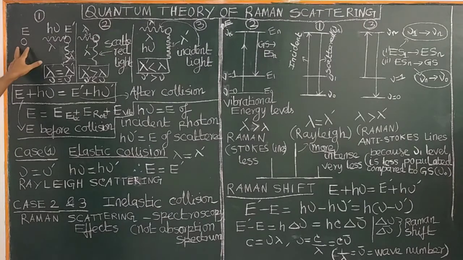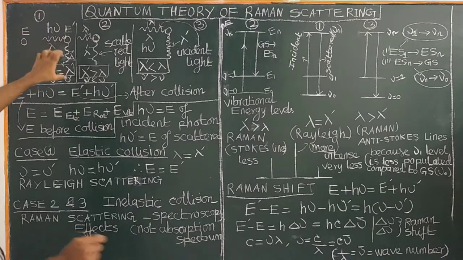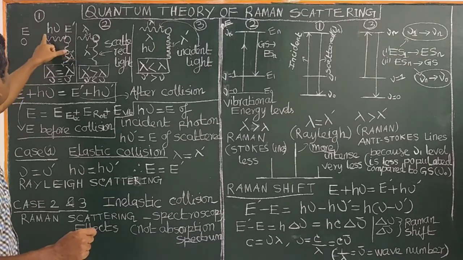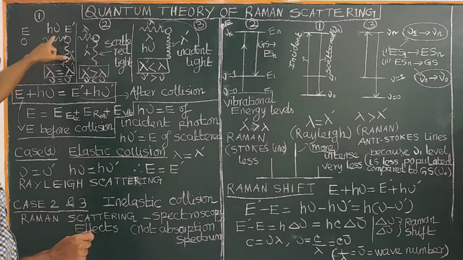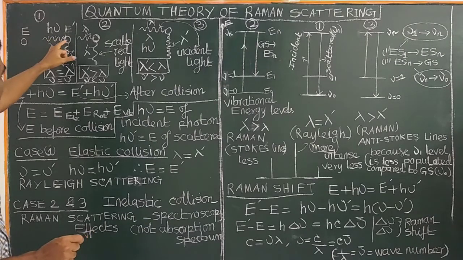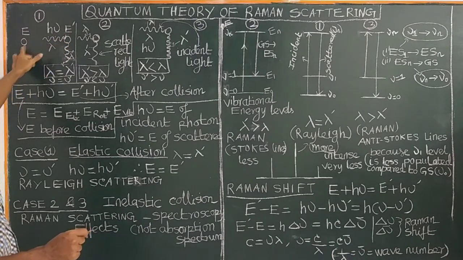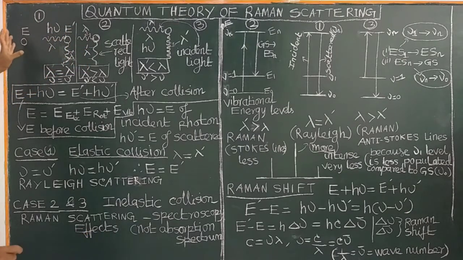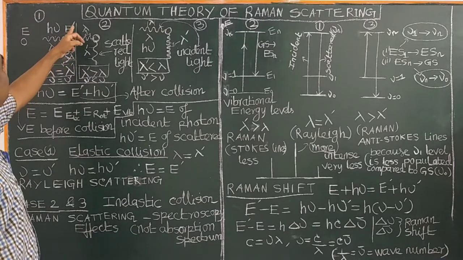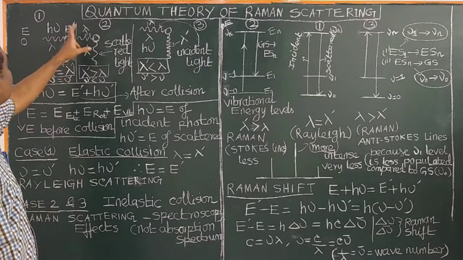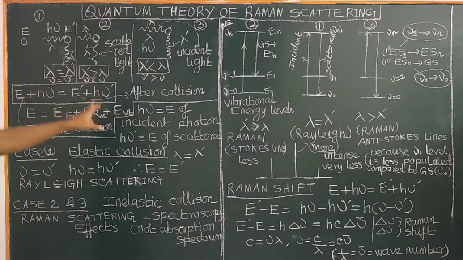Let us consider a molecule with energy E. A photon of light, h nu, with wavelength lambda and frequency nu, falls on the molecule, and the energy changes now. Before collision the energy is E. After collision with the photon, the energy of the molecule changes to E prime.